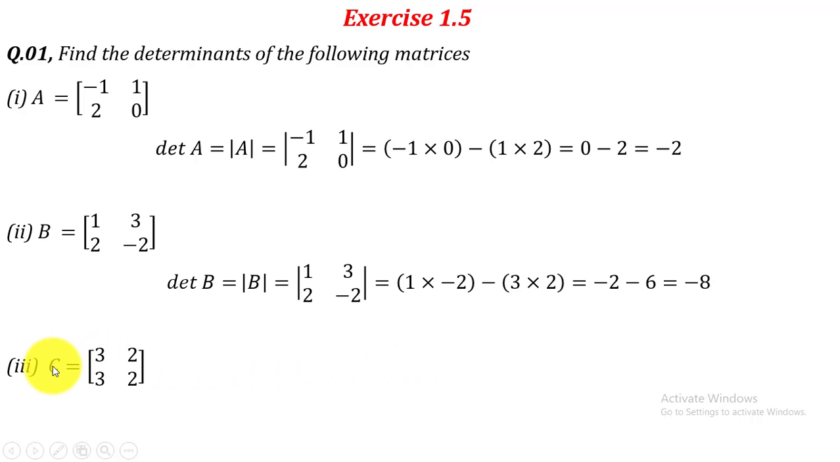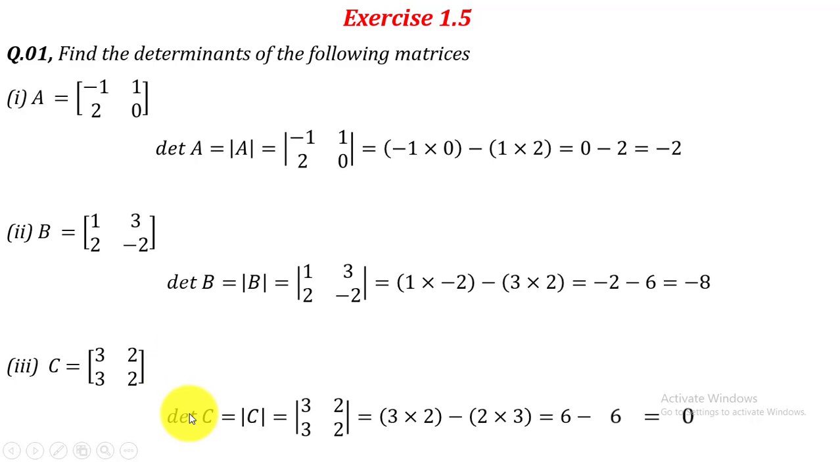Similarly, in third, C is equal to the matrix having elements 3, 2, 3 and 2. The determinant of C is equal to the determinant of elements 3, 2, 3 and 2. That is equal to 3 times 2 minus 2 times 3. That is equal to 0.